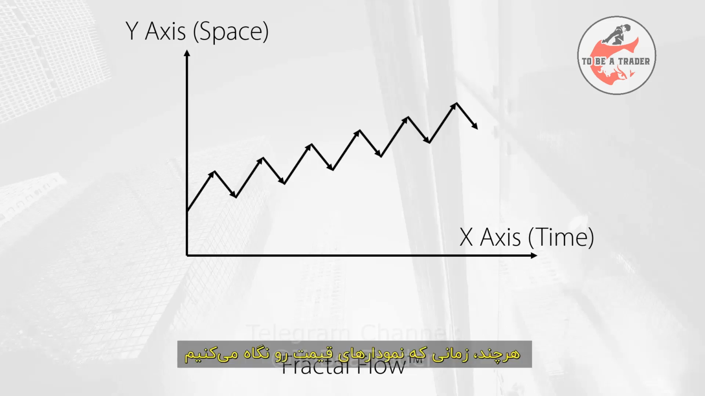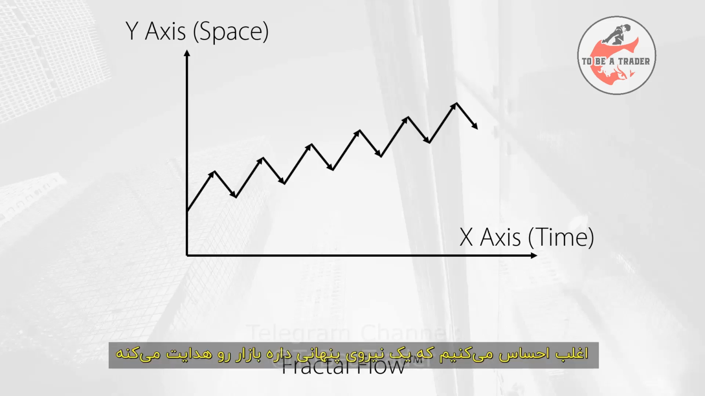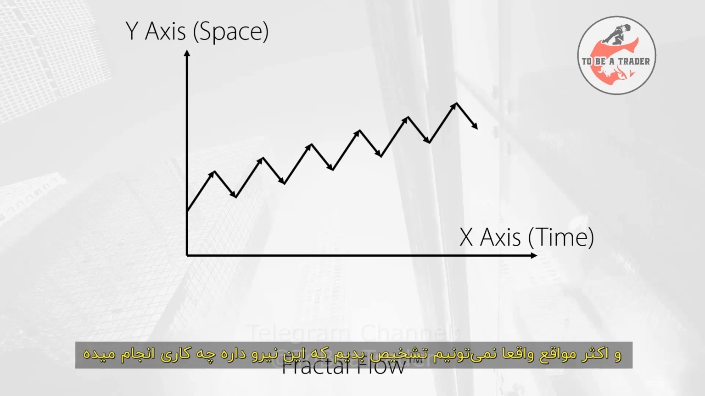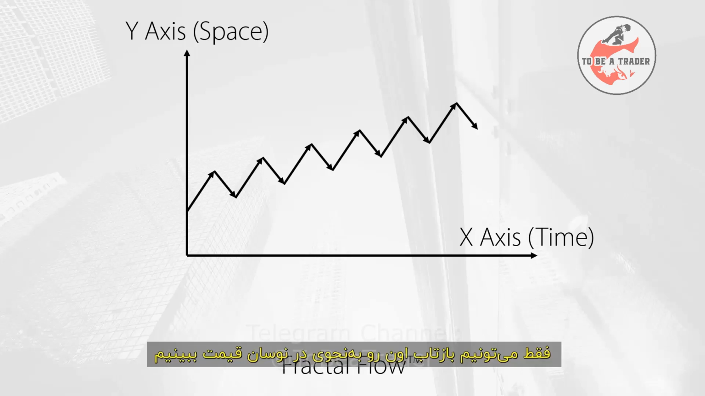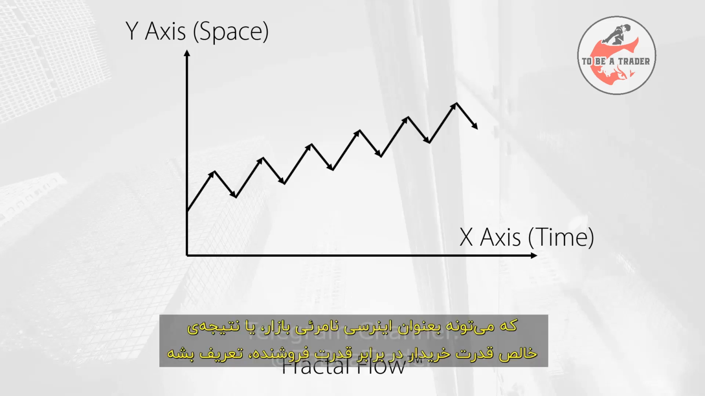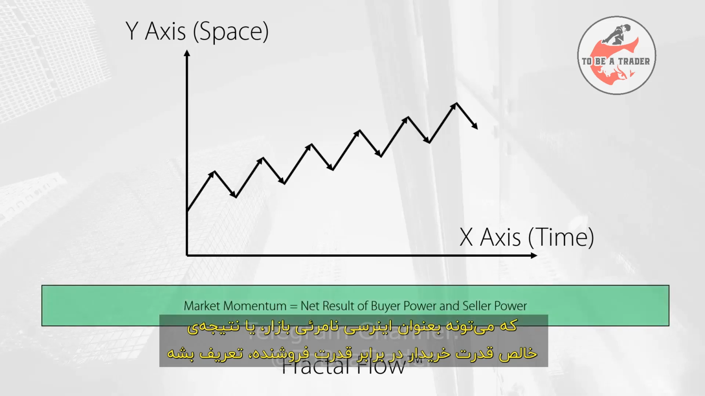However, when we look at price charts, we often get the impression that there is a hidden force driving the market, and we cannot really tell what this force is doing most of the time. We can only see its reflection on price volatility somehow. We call this hidden force the market momentum, which can be defined as the invisible market inertia or the net result of buyer power against seller power.